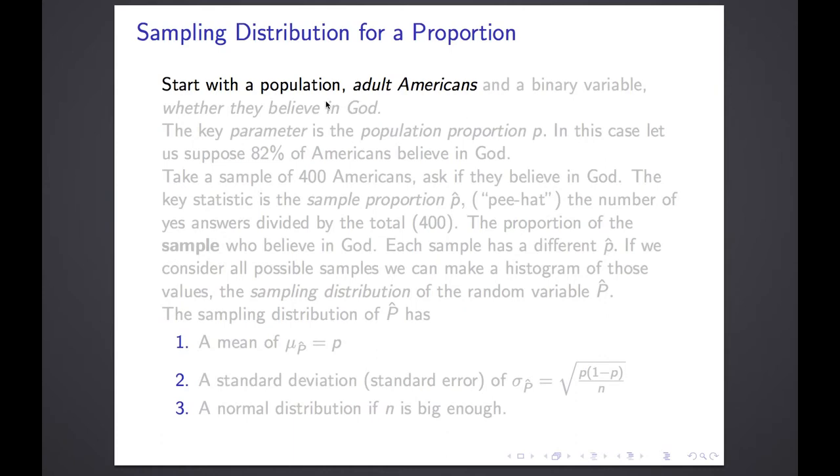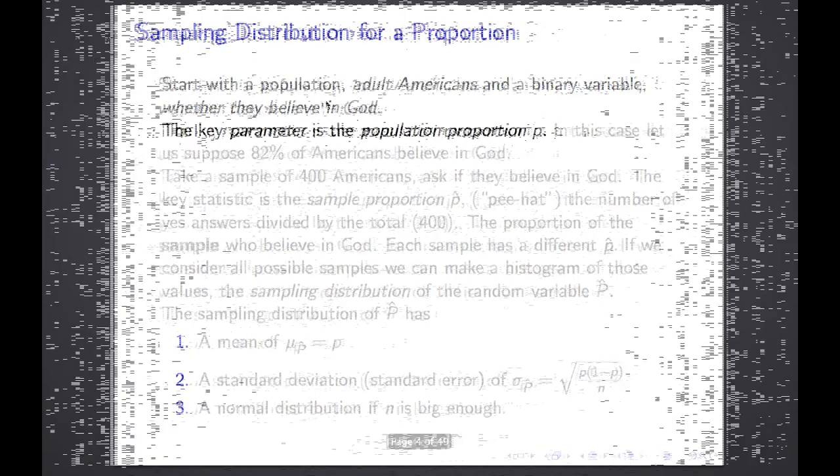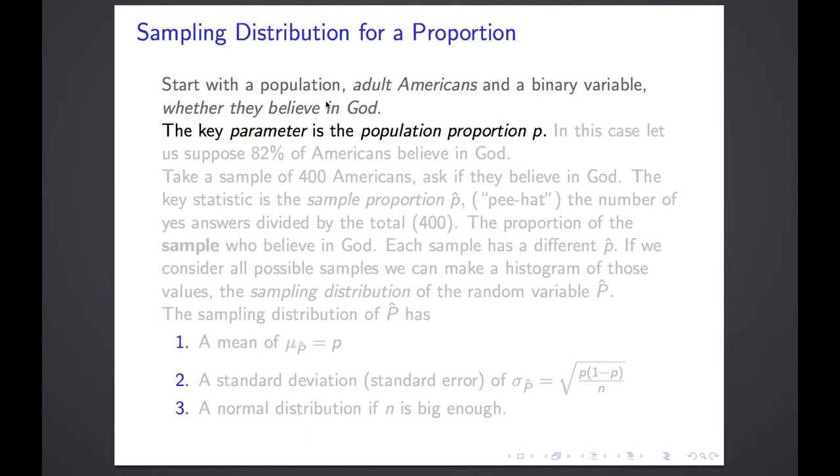But we will start less ambitious than this. Let's just start thinking about a variable. In fact, let's think about a population and a binary variable. So the population, let's say, is adult Americans, and the binary variable is whether or not you believe in God. So remember, there's really one significant parameter to consider there, which is the population proportion, p. Remember, parameters are usually supposed to be Greek letters, but this violates that rule. It's the letter p. In this case, let's suppose that 82% of Americans believe in God.